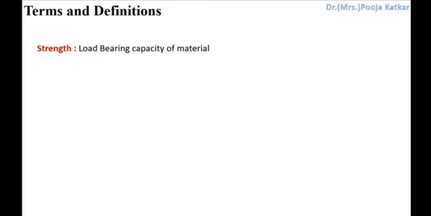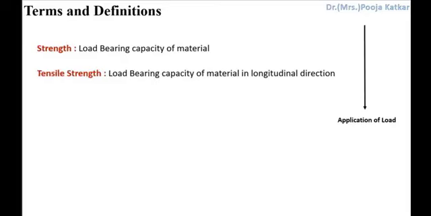So let us begin with the important terms and definitions which are used in strength testing of textile materials. The first term which is used is the strength. Strength is basically load bearing capacity of any material. Let us assume this is a sample. If you apply load in longitudinal direction, then the type of strength or the load bearing capacity of that material is known as tensile strength.